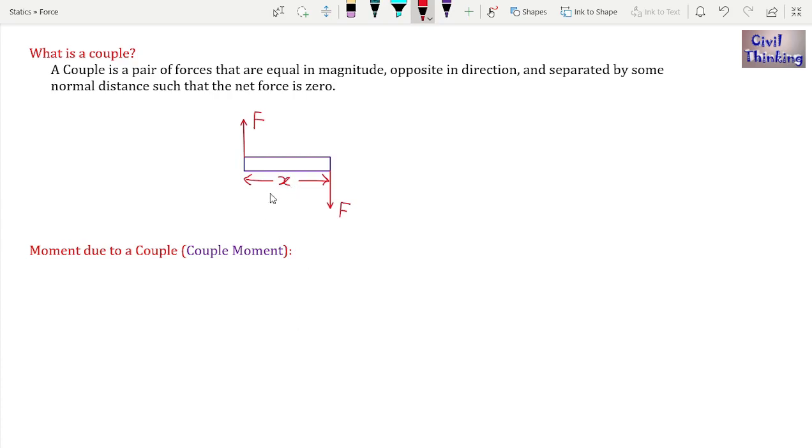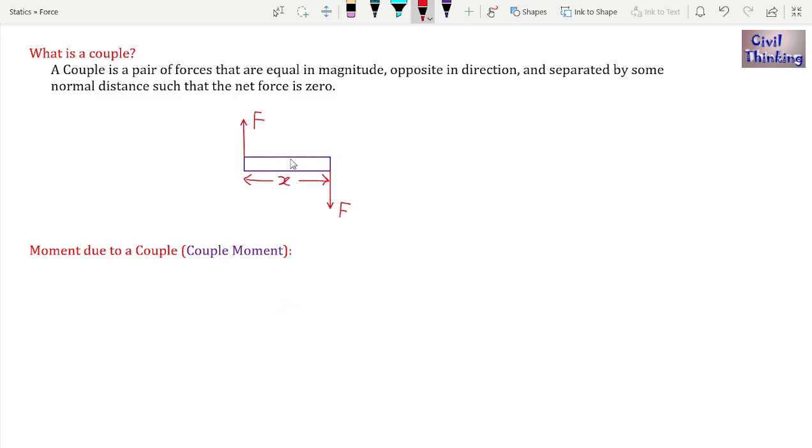Now this is a couple. Okay, why is it a couple? A couple is basically a pair of forces, two forces, when they are equal but opposite in direction and separated by a small distance. That is a couple, right?